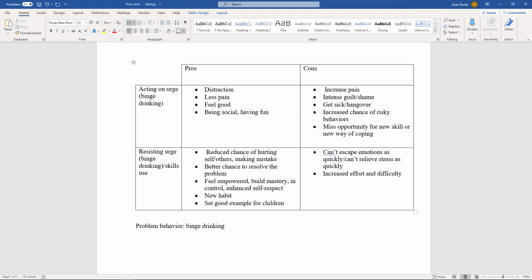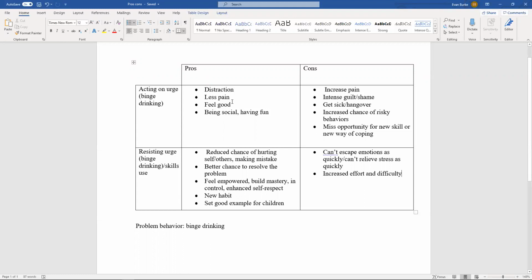Okay. So now that we've written out the pros and cons, we want to go back and look at whether each pro and con has a long-term effect, short-term effect, or both. This can help you make a wiser and more informed decision. So let's go back to the pros of binge drinking.